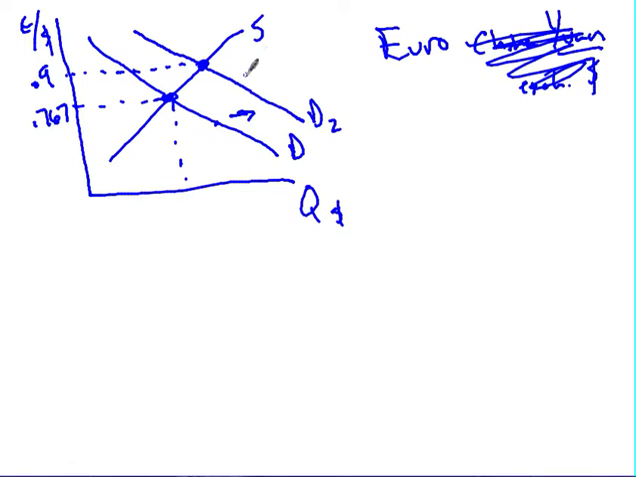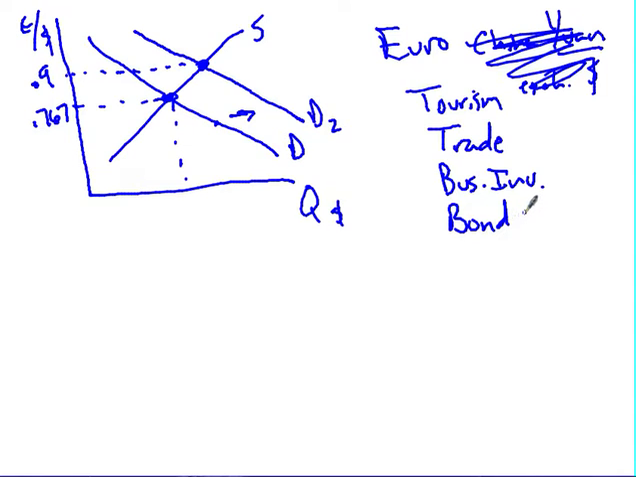So it could be tourism, it could change demand, it could be trade, it could be business investments. Any of these things, if more tourism comes to the U.S., more trade, more people want to buy our products, that would cause the demand for our dollar to rise. If businesses wanted to invest in the United States, if people wanted to buy U.S. Treasury bonds or corporate bonds or U.S. stocks, any of that stuff, all these things would have to be done with dollars, and so the demand for the dollar would go up.